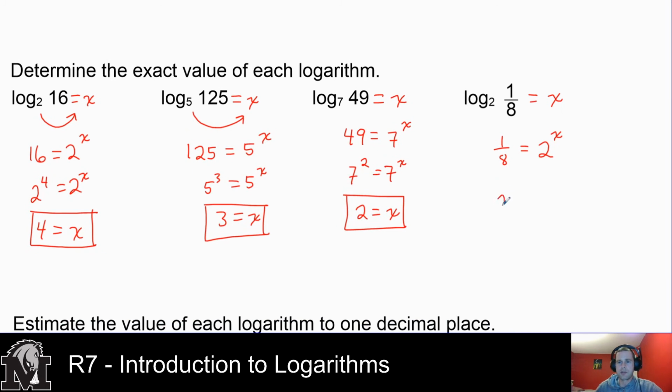So we can express this as 2 to the power negative 3 is 2 to the power x. And because the bases are the same, the exponents must also be the same if our equal sign is true.